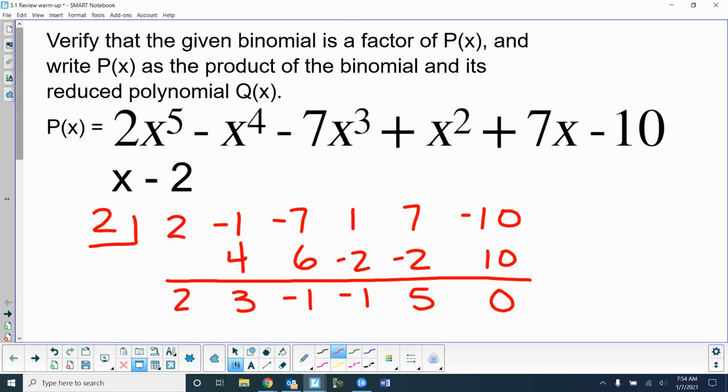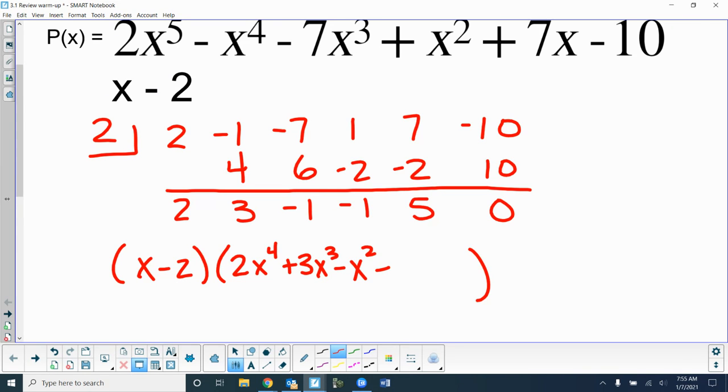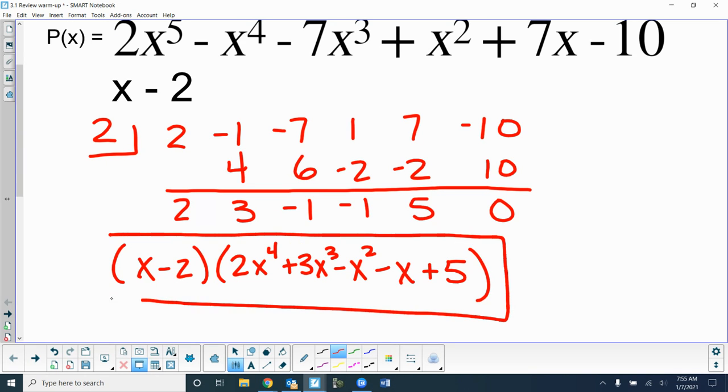So now what you're supposed to do is write P of x as the product of the binomial and the reduced polynomial, okay? So all you're doing is x minus 2 times this answer right here, those numbers. Since it started out x to the 5th, my answer here is 2x to the 4th, 1 less. You just go down in order. 2x to the 4th plus 3x cubed minus x squared minus x plus 5. So that's what I'm looking for in number 9. So that's just another practice for a number 9 type problem.